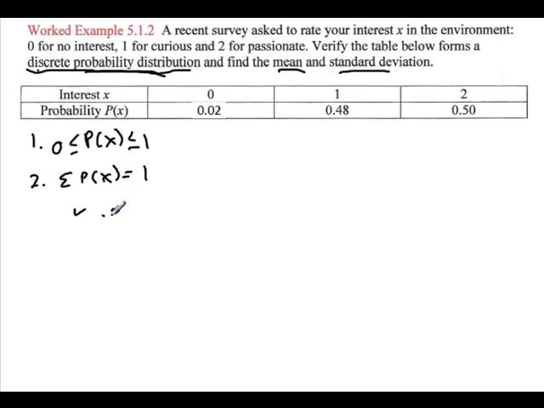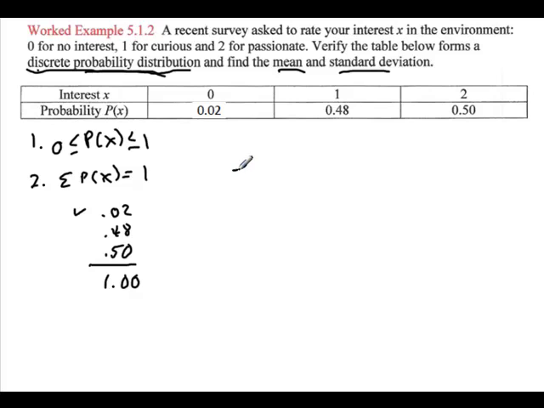So 0.02 and 0.48 is 0.50. If we add in the other 0.50 for the people that were passionate about the environment, we get 1.00, which adds up to 1. So we do have a discrete probability distribution. Now we're going to move on to the mean and the standard deviation.